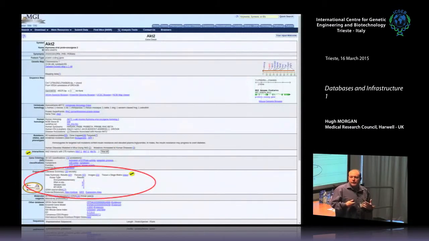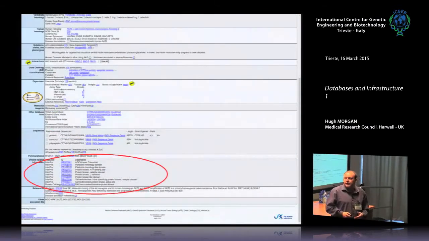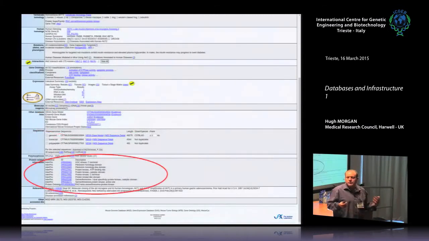There are also links to the various literature, the literature on which all this information is based. And browsing down the site, we also have links to the external resources. So here's chromosomal information, and here's information about the protein products.